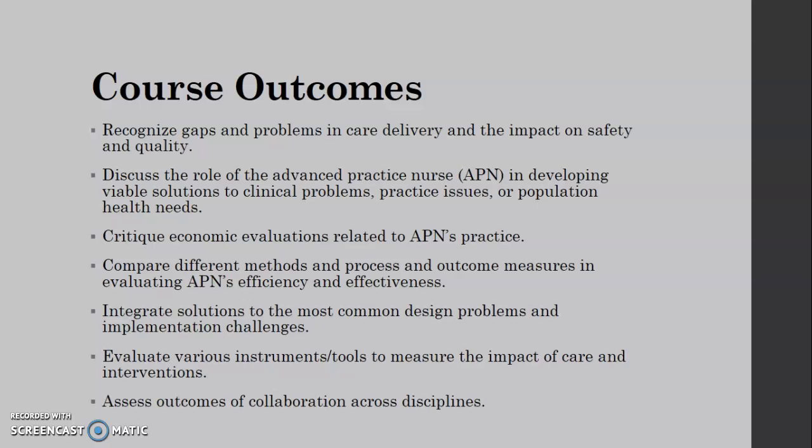The course outcomes are as follows: recognize gaps and problems in care delivery that impact safety and quality. Discuss the role of the advanced practice nurse in developing viable solutions to clinical problems, practice issues, or population health needs. Critique economic evaluations related to advanced practice nurses' practice. Compare different methods and process and outcome measures in evaluating the advanced practice nurses' efficiency and effectiveness.